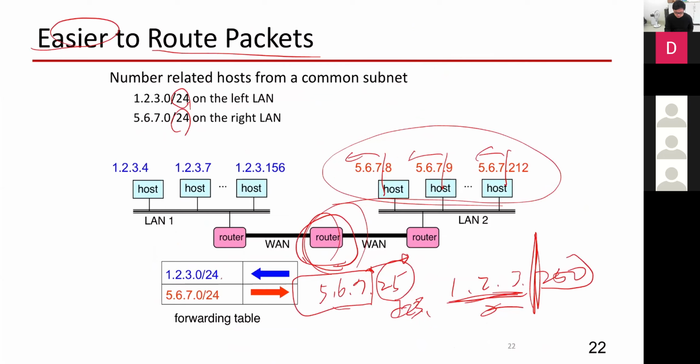From here, because I have a subnetting mechanism, I know who my network is and who my host is. I know where it is, so I can forward it left and right more easily.